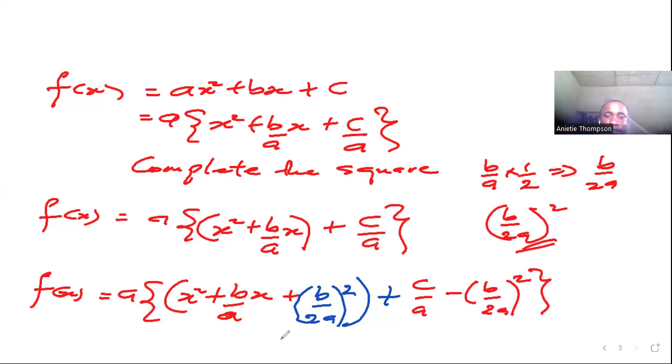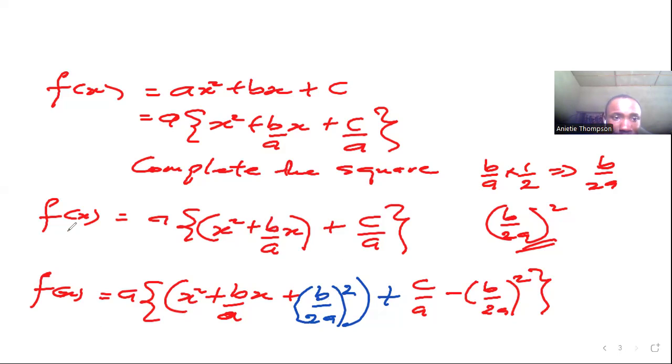Why did I do this? So you see, if I open this bracket here, because of the plus sign, plus b all over 2a squared minus b all over 2a squared, this is going to be 0 and give back the original expression. Okay? We are not going to do that.